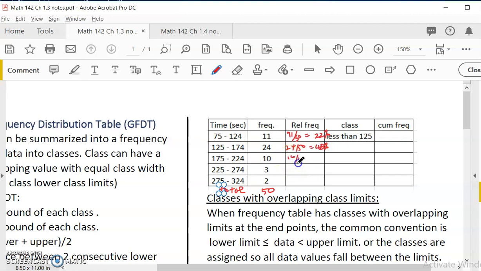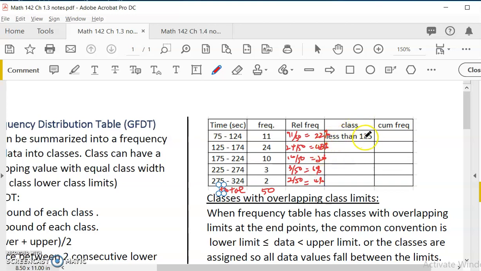So this is 10 out of 50. That is 20%. And this is 3 out of 50. That is 6%. 2 out of 50, because this is a good number, so this is 4%. What about cumulative frequency?